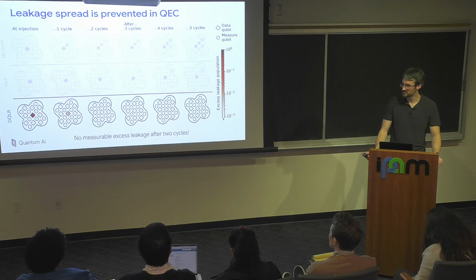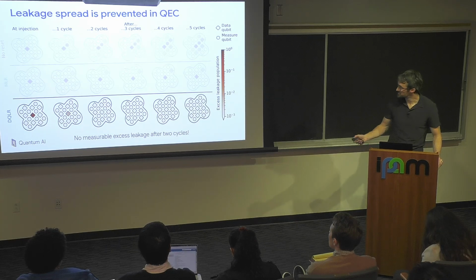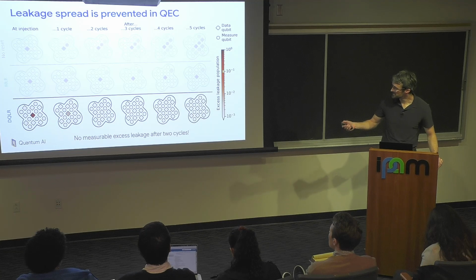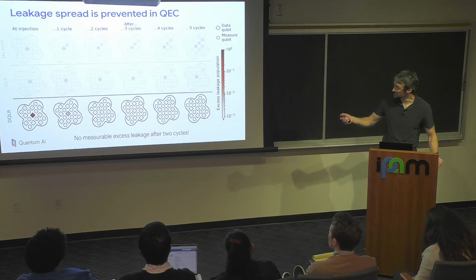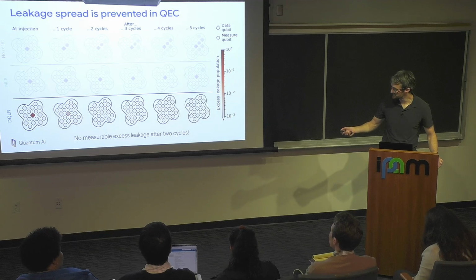So that heat map, what's the value there on the bar? So this is a leakage population, and it's a log-scaled axis. So the top is unity or 100%, and then this is 10%, 1%, 0.1% leakage population.